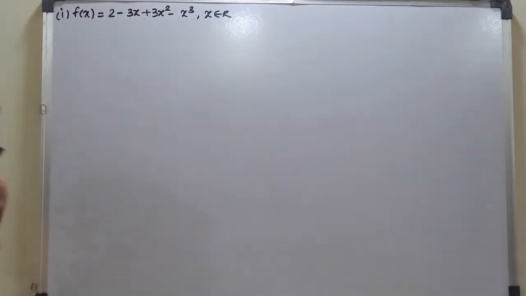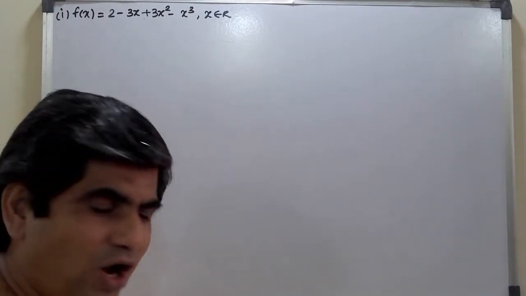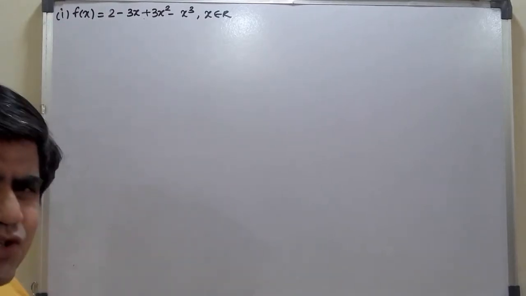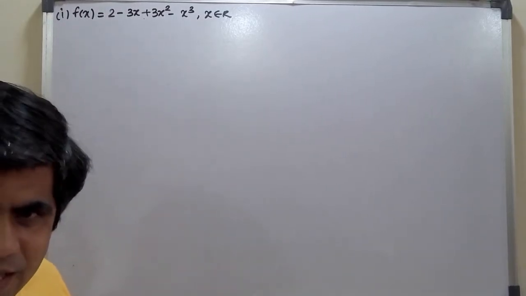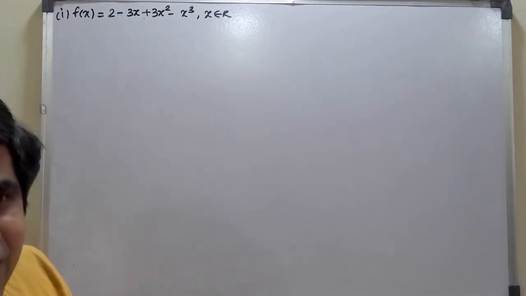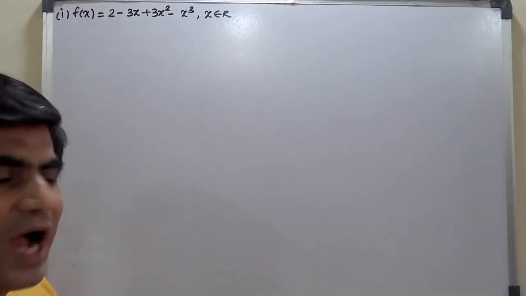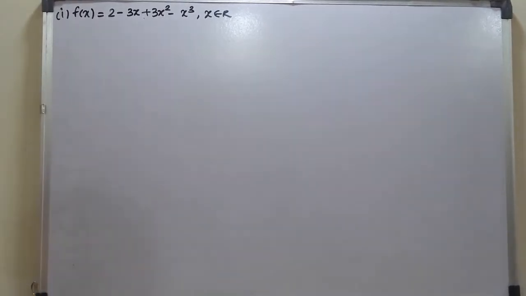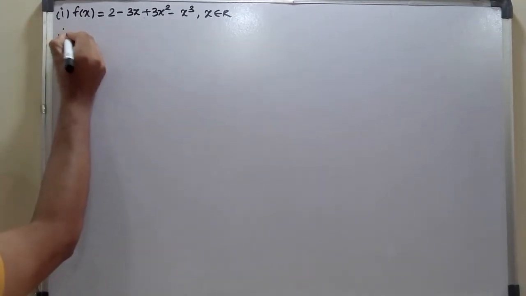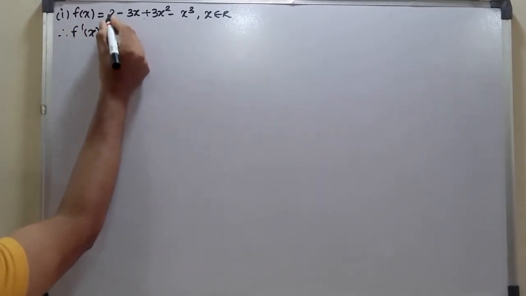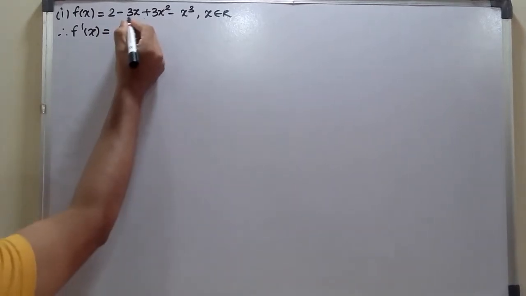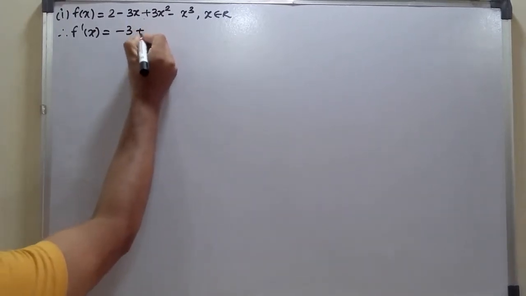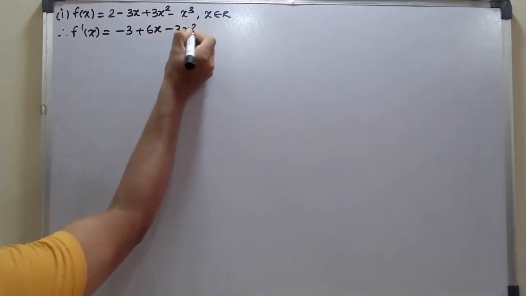I know that whether the function is increasing or decreasing, or maxima or minima, everything has to be dealt with using the derivative. So I will first find the derivative of this function. Obviously your f dash x will be: 2 is a constant, so 0; 3x becomes minus 3; x square gives 2x into 3, that is 6x; and x cube gives minus 3x square.